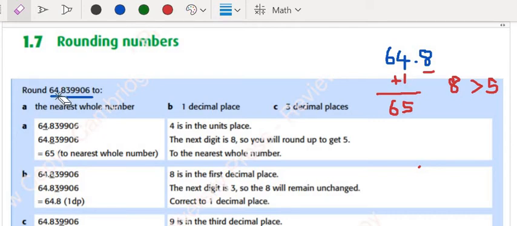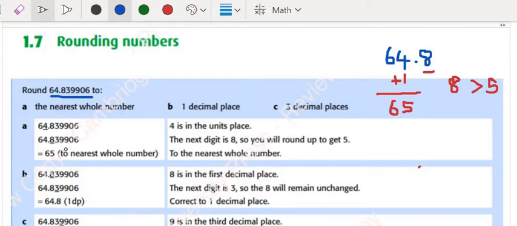Hi, we are going to learn how to round numbers, and there are two types. One is to round the number to the nearest decimal places, and the other one is to round the numbers to the significant figures. So now we are going to learn the example. We are going to round this number 64.839906 to the nearest whole number.